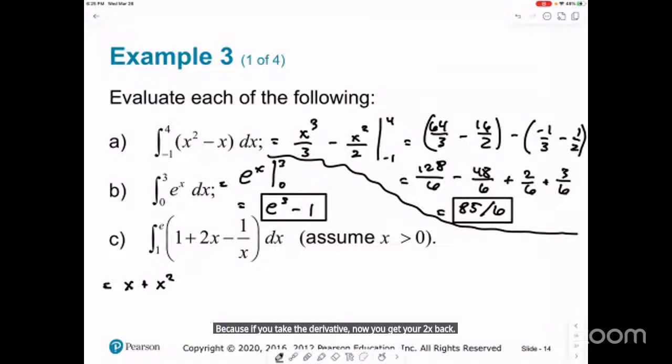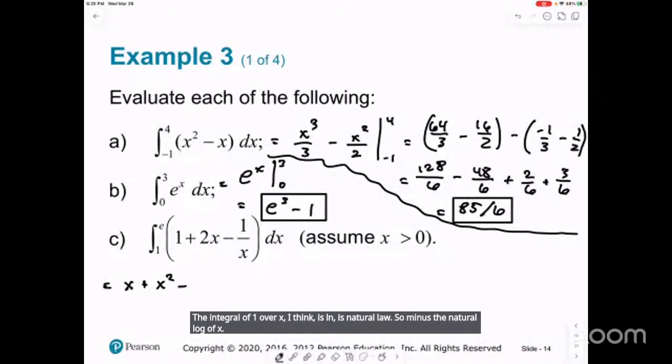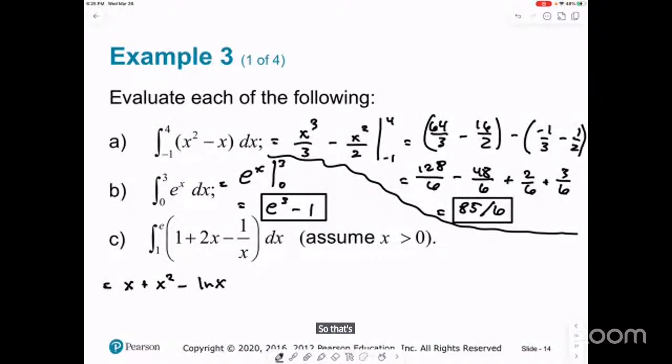The integral of 1 over x, I think, is the natural log. So minus the natural log of x, right? So that's a special case when you have 1 over x. Okay. We want to evaluate this antiderivative as x goes from 1 to e.